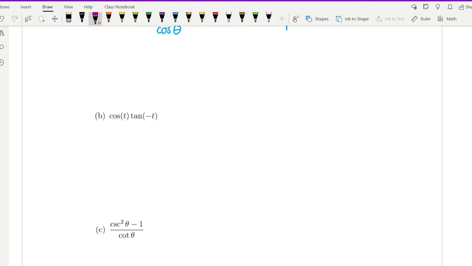So the first thing we want to do is use one of the even and odd identities to replace tangent of negative t with something else. Remember that tangent is an odd function. So tangent of negative t is the same thing as negative tangent of positive t. I'm just going to rewrite this slightly nicer, bringing the negative sign out front. So that's negative cosine of t times tangent of t.